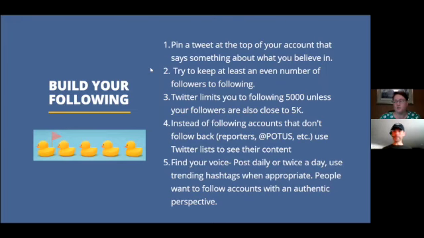As you follow people, you want to make sure that you keep at least an even number of followers to people you're following, because Twitter has a hard cap at 5,000 people. You can follow up to close to 5,000 people and have no followers. But once you hit 5,000, you've got to have close to 5,000 followers before you can follow anybody else. So instead of following accounts that don't follow back, you have an option to put them on a list. And we're going to show that in a minute.